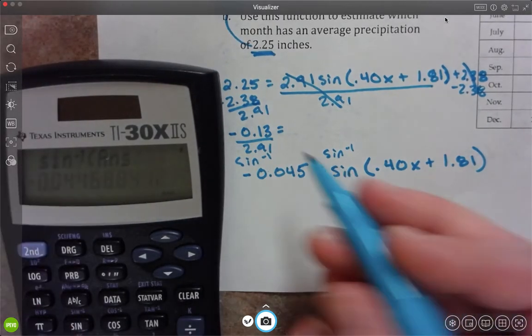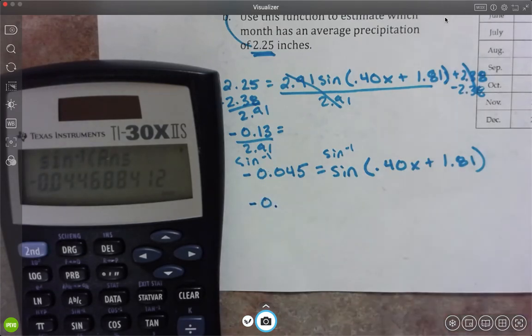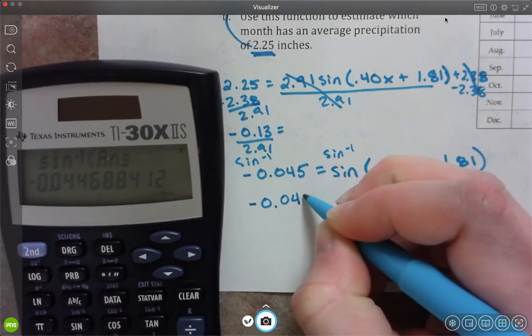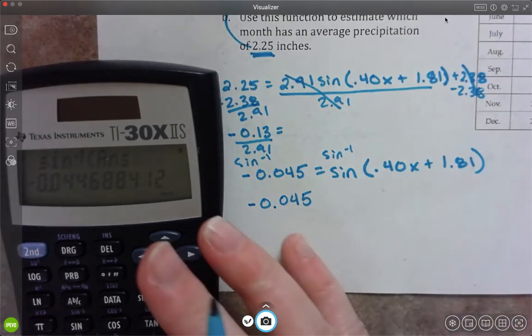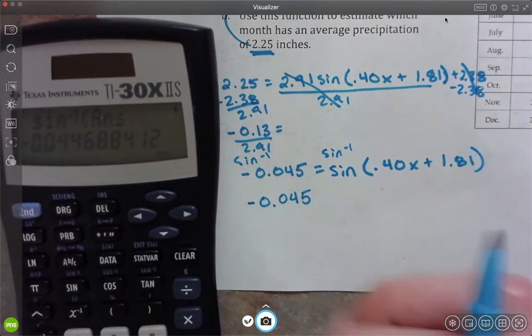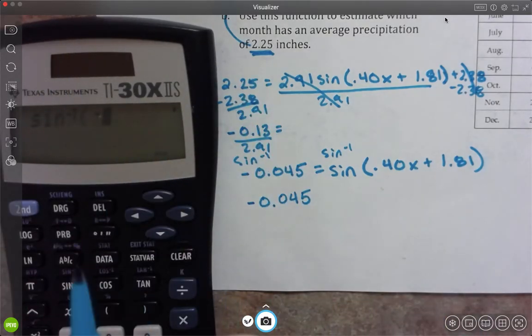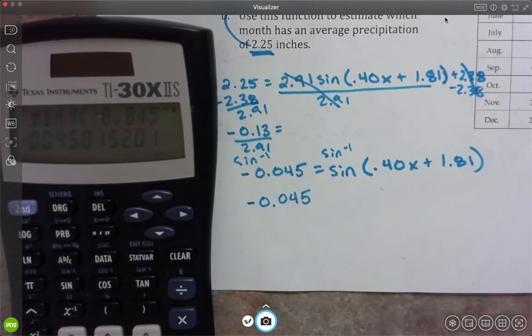And I get negative 0. Really? Seriously, get that again? What? That is a weird thing. Let me type that in again. Inverse sine of negative 0.045. Yeah, that is right.